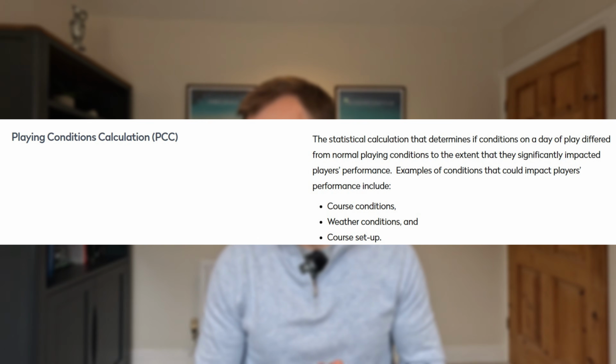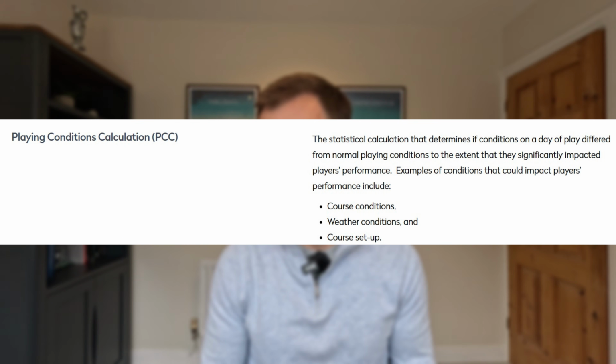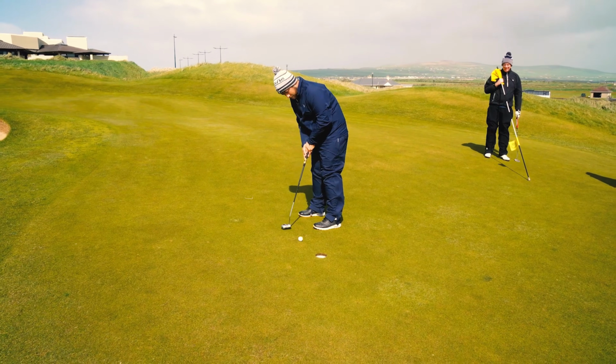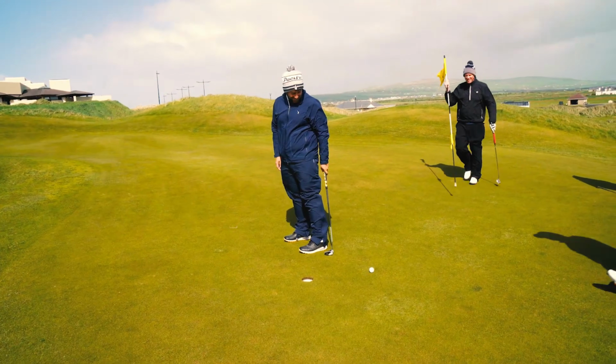And then the final thing that goes into this slightly convoluted equation for your score differential is the playing conditions calculation, or PCC. Per the R&A, this is the statistical calculation that determines if conditions on a day of play differed from normal playing conditions to the extent that they significantly impacted players' performance. Examples of conditions that could impact players' performance include course conditions, weather conditions, and course setup. What this is saying is basically if there was a 50-mile-an-hour wind or all the pins were tucked 2 inches off the corner of the green, then the players who played that golf course on a given day would likely shoot higher and vice versa. So if a course is playing very, very tough or very, very easy, that will actually be reflected in your score differential at the end of the day.